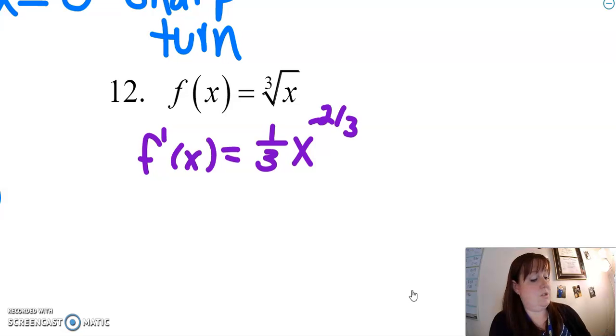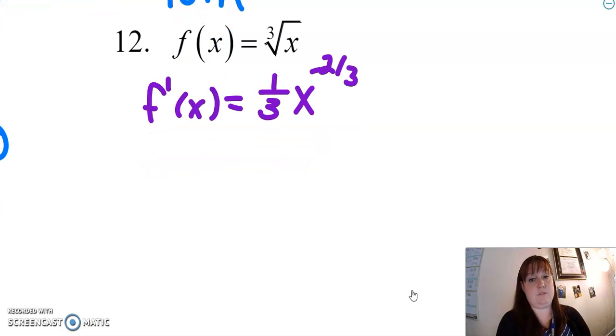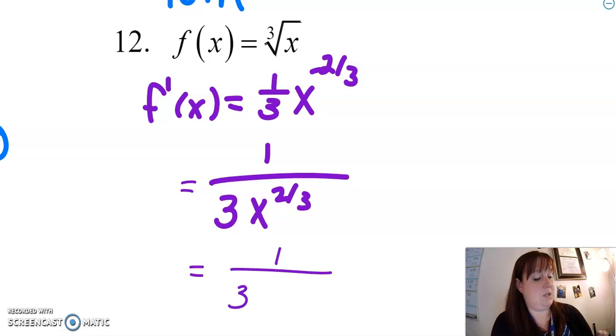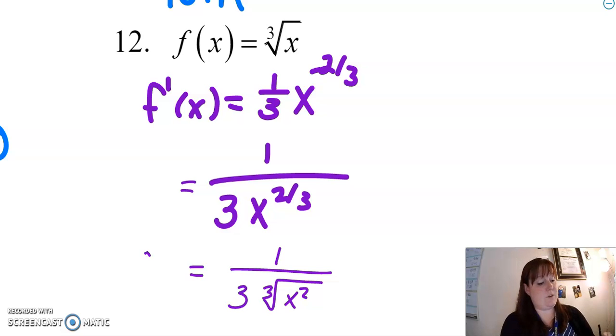So the derivative, the slope of the tangent line, is this function right here. Let's rewrite that as 1/3 x to the 2/3 in the denominator. Then we can rewrite that a little bit more: I could write that as 1/3 times the cube root of x squared. So now this is the derivative right here, and I have to figure out where this is not differentiable.